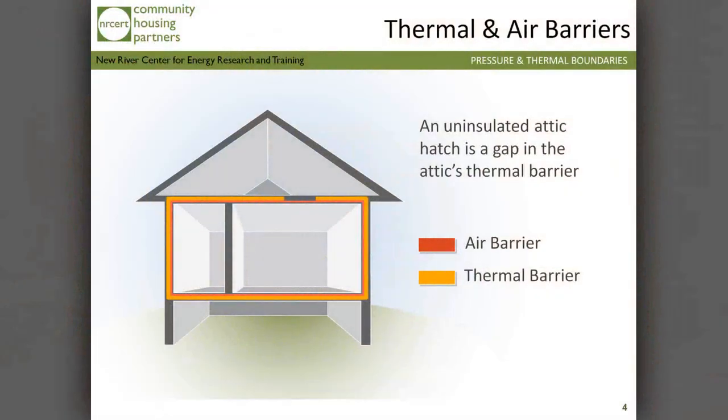Okay, so looking at another little diagram of thermal and pressure boundary, are both of them complete? No. Why not? We've got a hole in the thermal boundary. What's that hole representing? Probably an attic access, very common. So we could have completely good insulation throughout the entire attic, and we leave the attic access uninsulated. Where's all the heat going to go? Up through that attic access, just like a little chimney, basically. It's the weakest spot in the thermal and pressure boundary. We have a good air barrier, but no insulation.